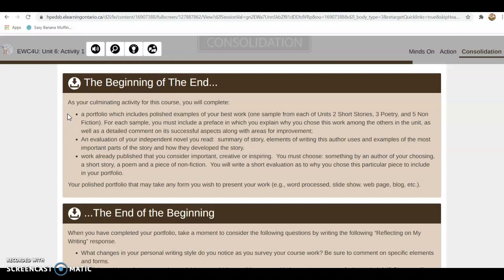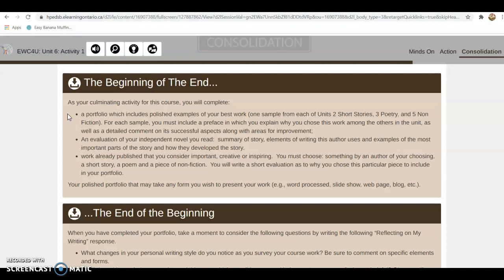Because it was coming at the tail end of the course, if you are unable to create a nonfiction sample in time for this portfolio, because I realize time is of the essence, you may include 2 short stories and 1 poem, or 1 short story and 2 poems, or you may choose to include your nonfiction and include 1 short story, 1 poem, and 1 nonfiction.